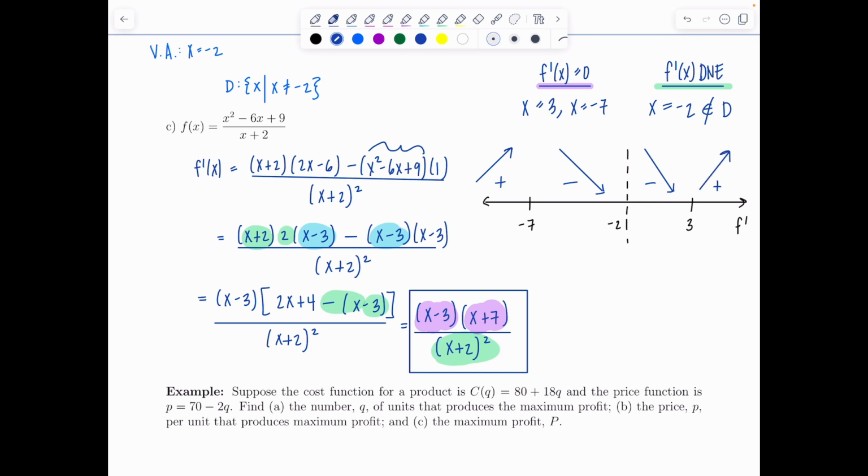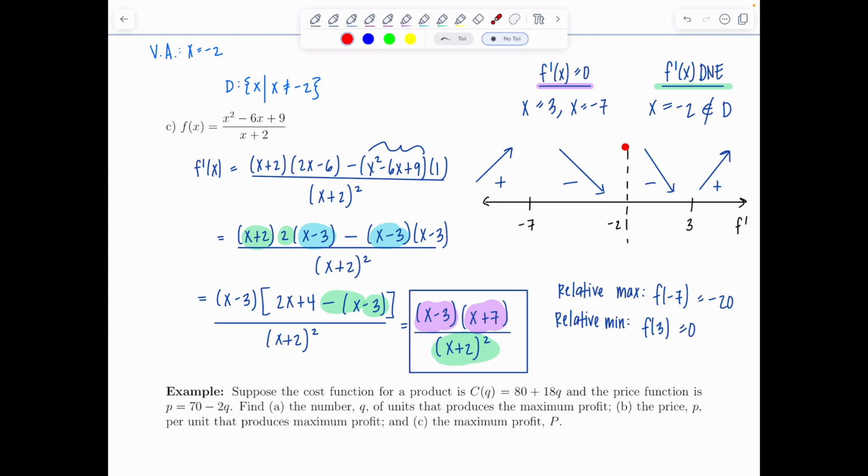Okay, so relative max where? Very good. F of negative 7, which is negative 20. And then relative min where? F of 3, excellent, which is 0. Nothing at f of negative 2. F of negative 2 does not exist. It's undefined. There's a vertical asymptote there. Besides the fact it's decreasing on both sides. Okay? Good.